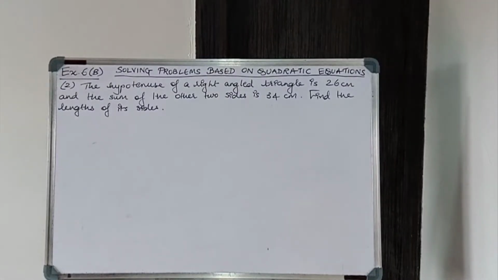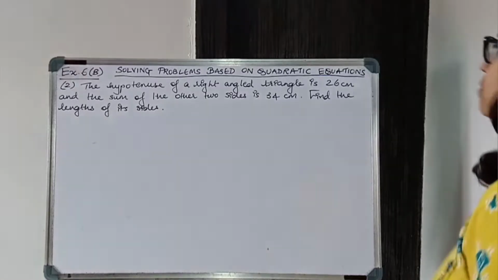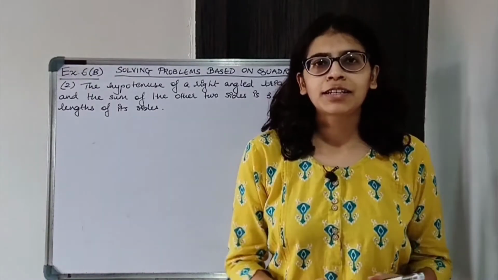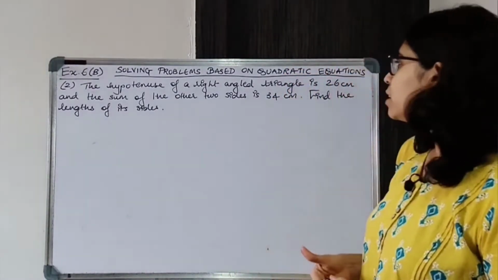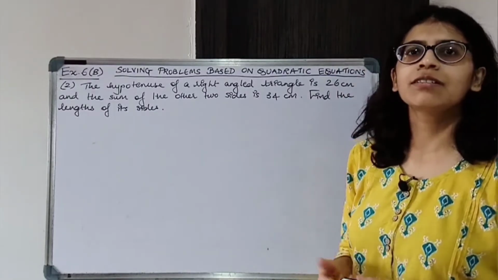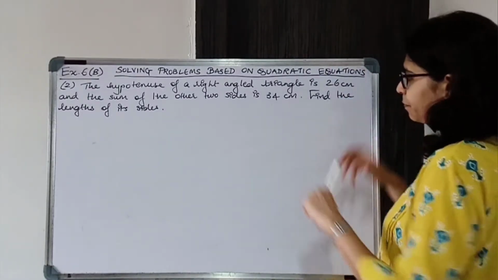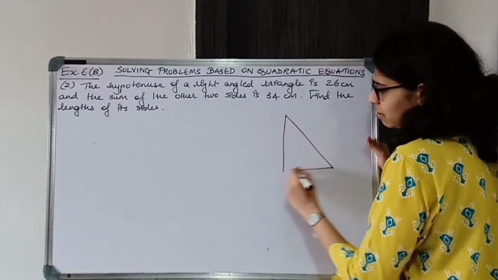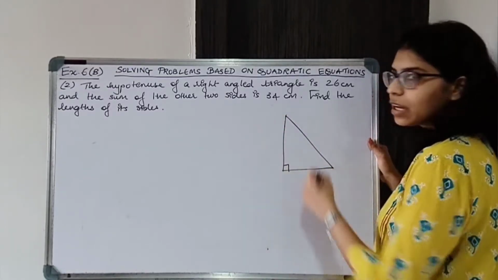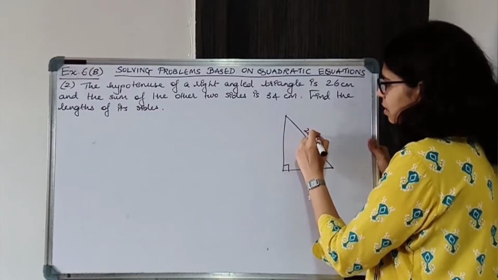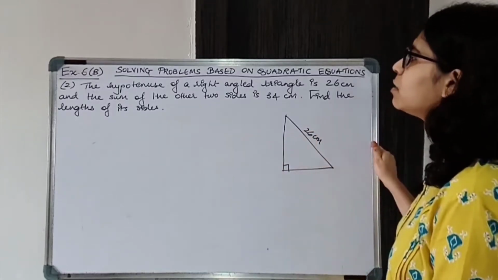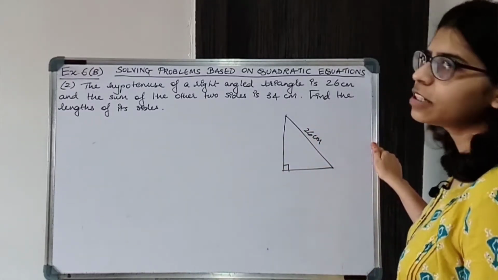The hypotenuse of a right angle triangle is 26 centimeter and the sum of the other two sides is 34 centimeter. Find the lengths of its sides. Again we have a right angle triangle. Over here the hypotenuse is given. Okay, hypotenuse is 26 centimeter. So let's consider a right angle triangle. Hypotenuse is 26 centimeter. And the sum of the other two sides is 34 centimeter.